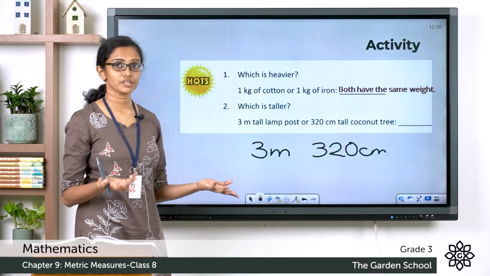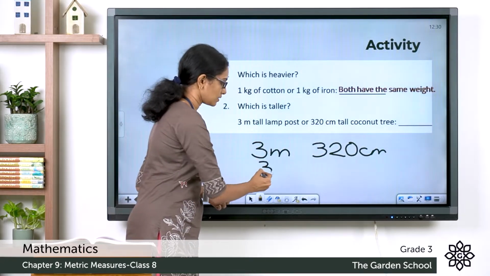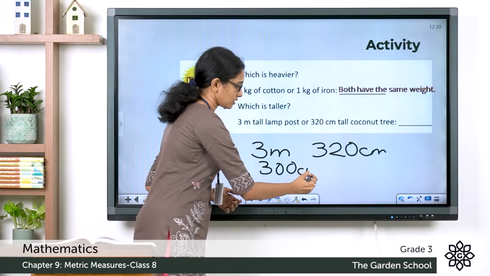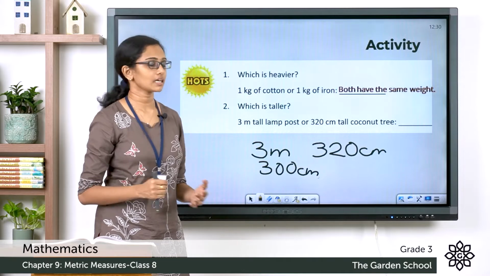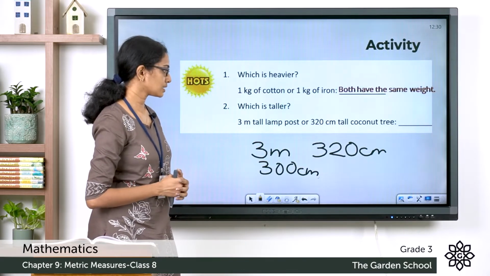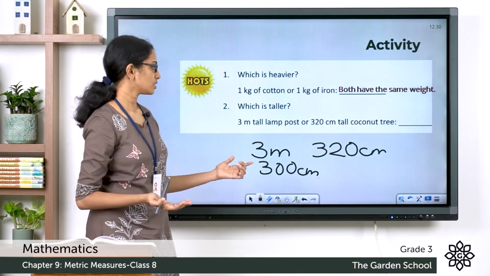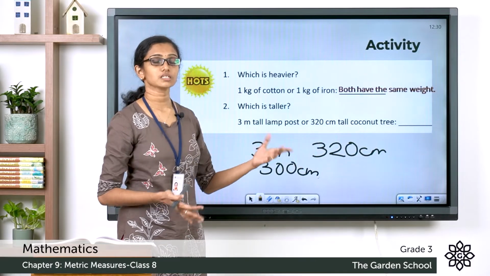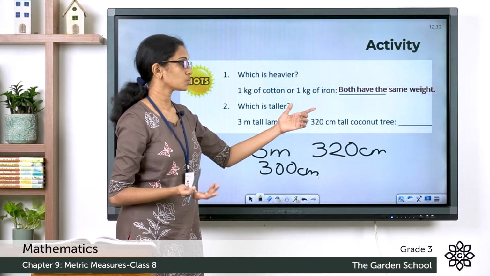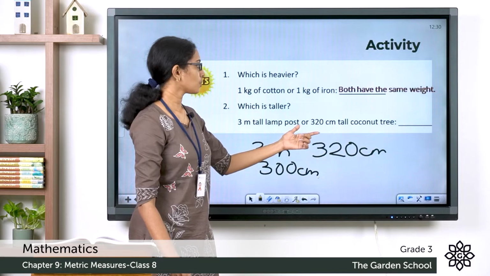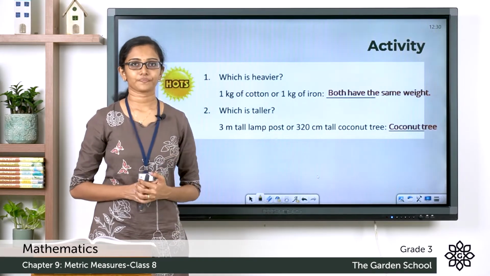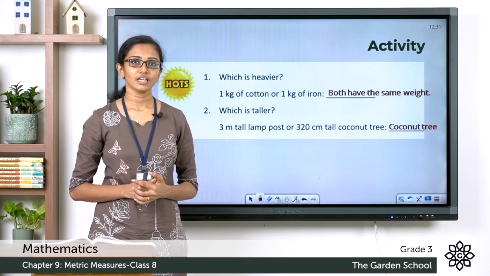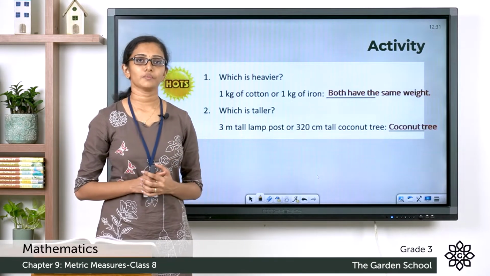3 meter is equal to 300 centimeter. Then the other one is 320 centimeter. Now we can easily compare them. From among these, which is longer? 320 centimeter is the longer measurement here. So we can say the taller one is the 320 centimeter tall coconut tree. I hope you got the answers correct. Now let's move on to the word problems.